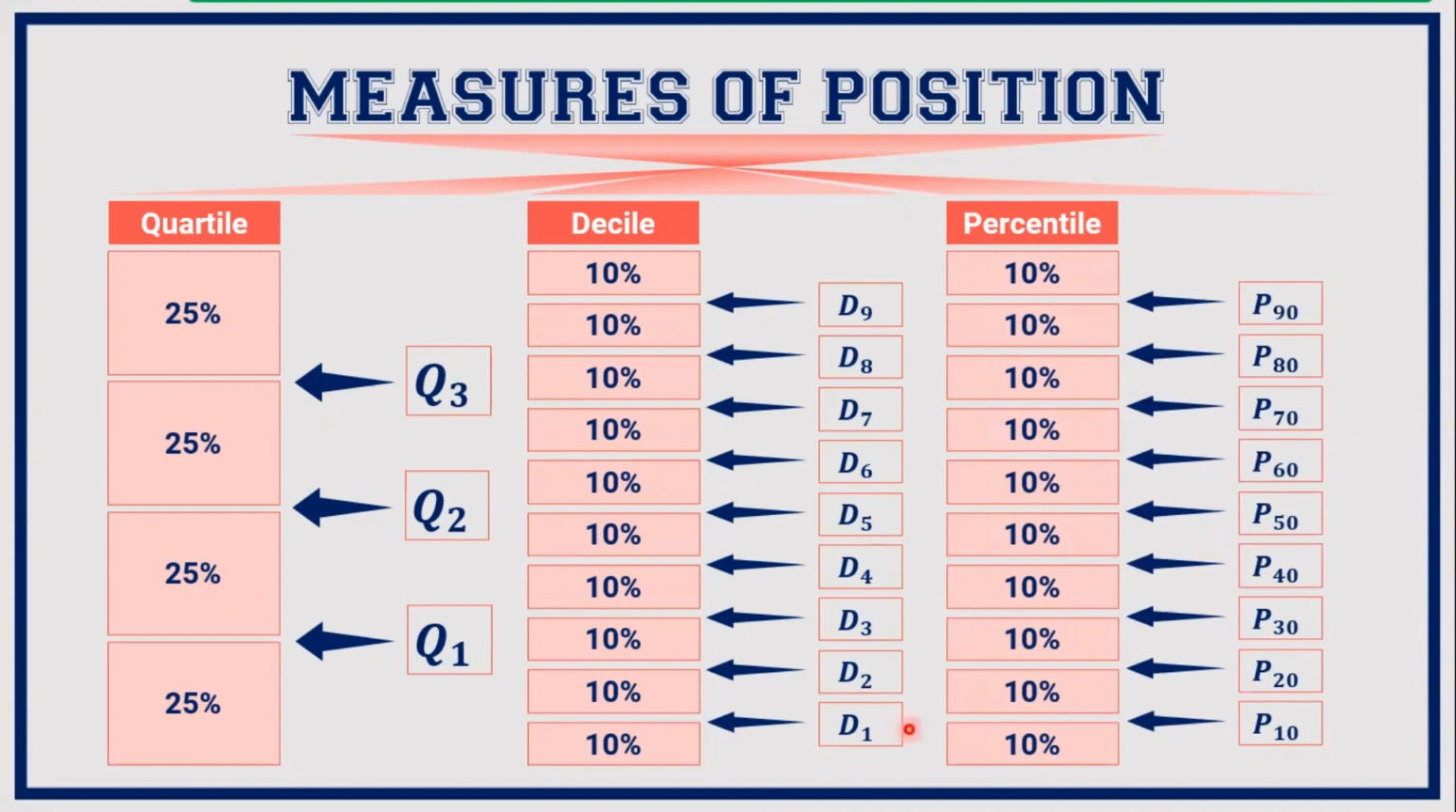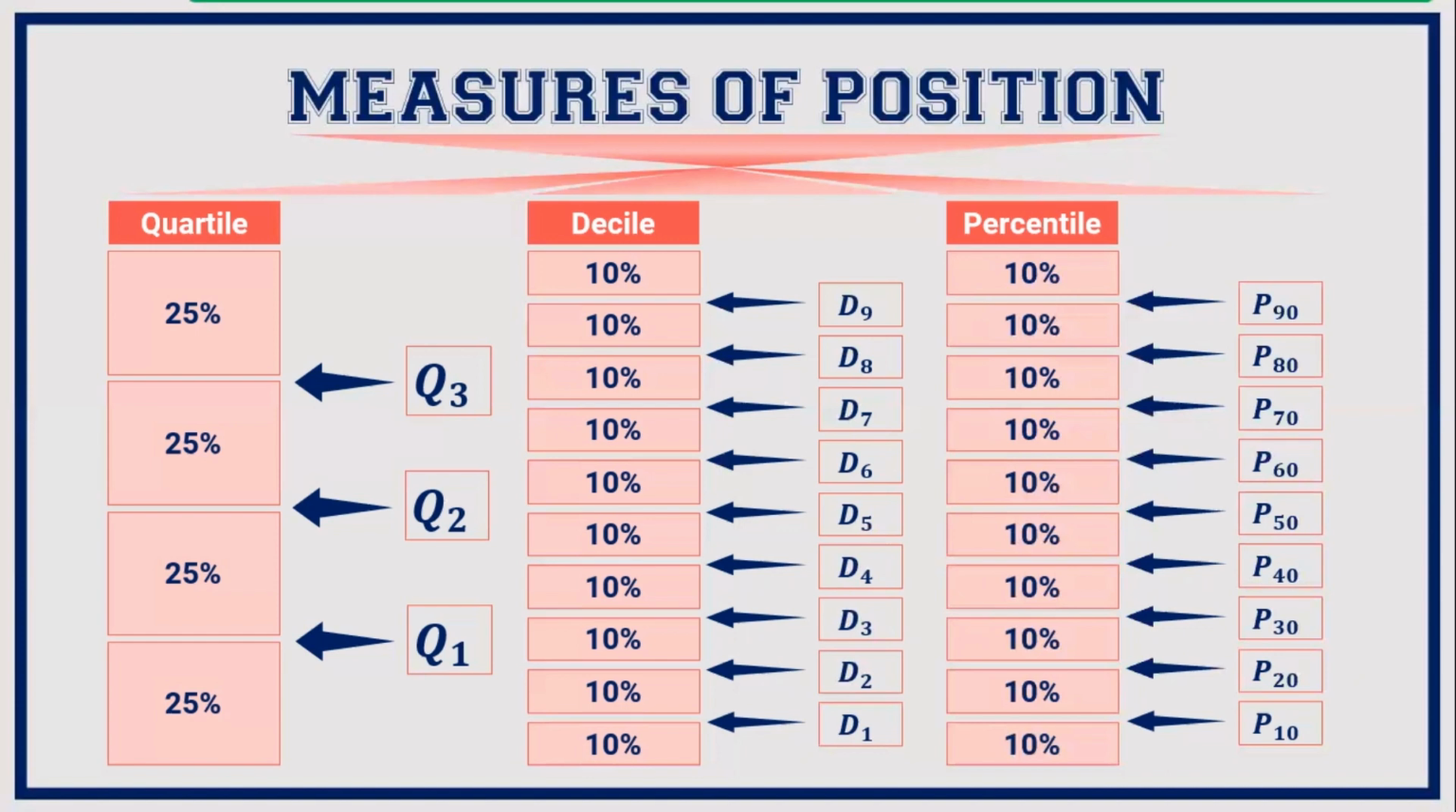We will try to look at the decile and percentile. Decile 1 is equivalent to percentile 10. Decile 2 is equivalent to percentile 20. Decile 3 is equivalent to percentile 30. Decile 4 is equivalent to percentile 40, and so on.